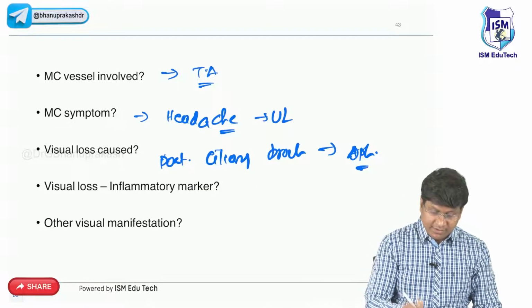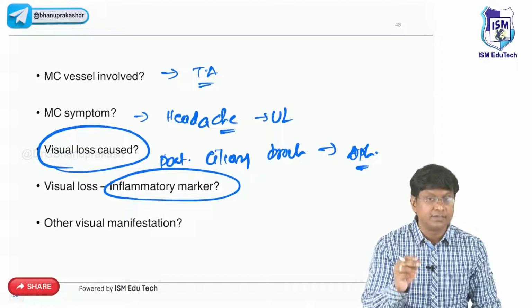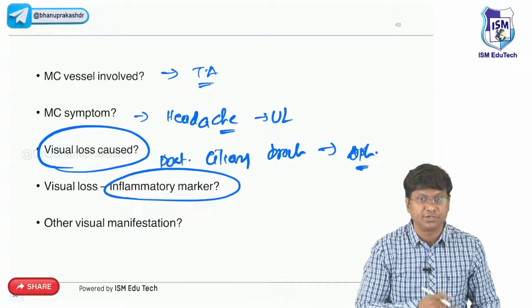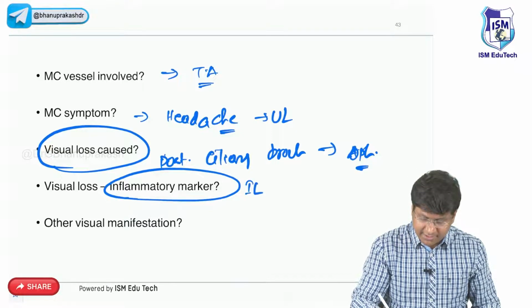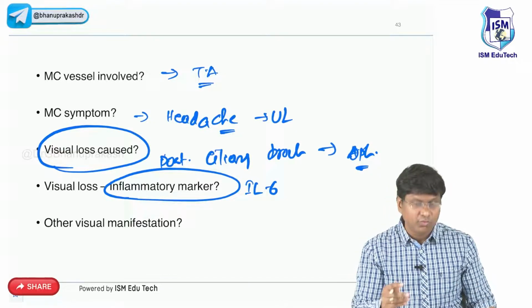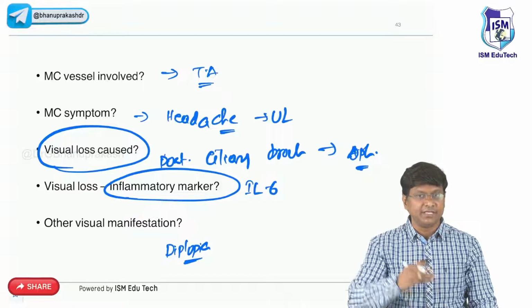Okay, that is one which is responsible for visual blindness. Now what is the inflammatory marker that will decide the development of the visual loss? This is a very important question, and that particular inflammatory marker is interleukin 6. Then what are the other visual manifestations? The other visual manifestations can be in the form of diplopia, right?